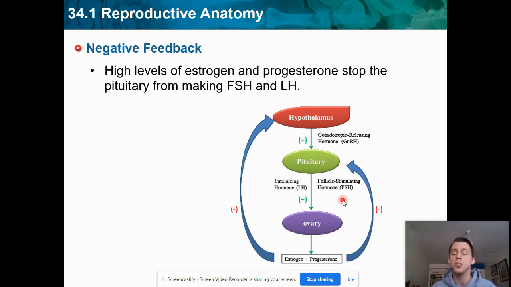So what happens is, to prevent us from making too many hormones, when estrogen and progesterone are created, they actually go back to your brain and tell your brain to slow down. Don't make so much hormone. Don't make so much LH and FSH, and in turn, we won't make so much estrogen and progesterone. It's a way of pumping the brakes, making sure we're not getting too much of one hormone.